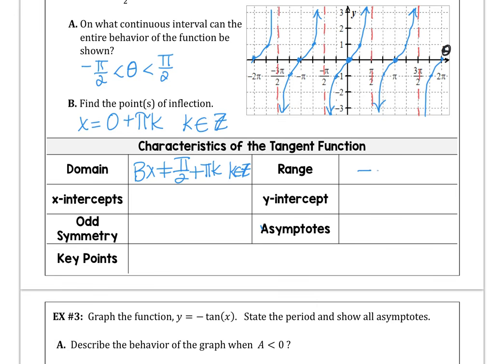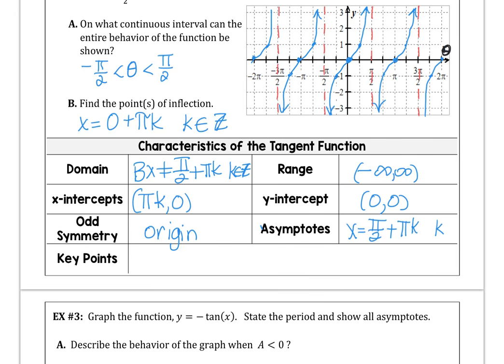And the range is all reals. The x-intercepts are every pi k, where k is an integer. The y-intercept is at the origin. We have odd symmetry, which means it's origin symmetry, and we have an asymptote at every pi over 2 plus pi k radians, where k is an integer.